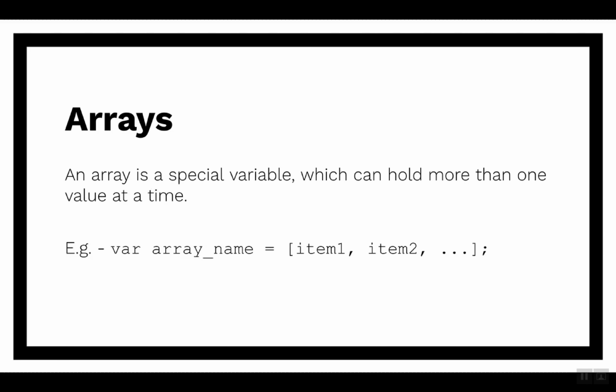An array is a special variable which can hold more than one value at a time. So for example, you have an array of objects, an array of numbers, an array of strings. We'll be dealing with arrays a lot in this course. And when you build very complex systems using Node.js, where you get data from the database and also want to send the data to the front end, you'll be using arrays a lot.